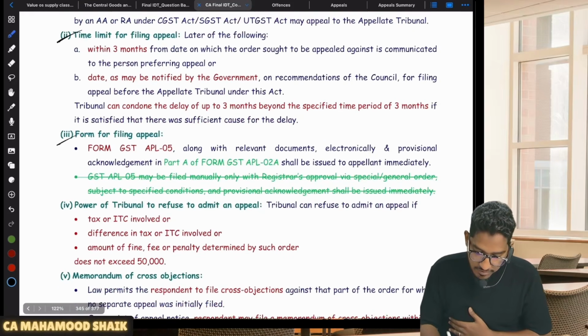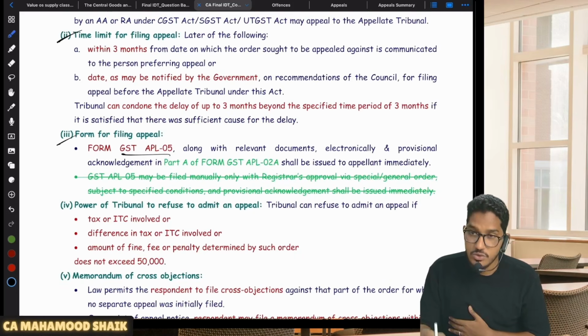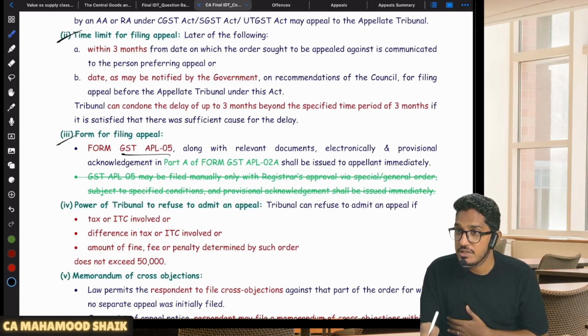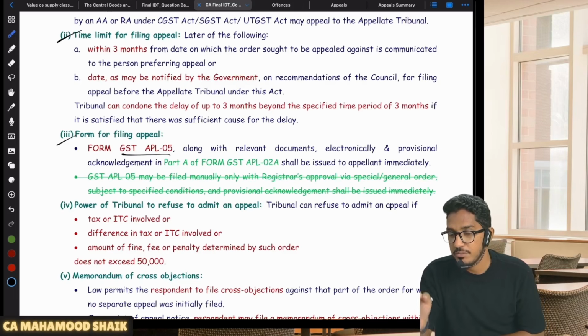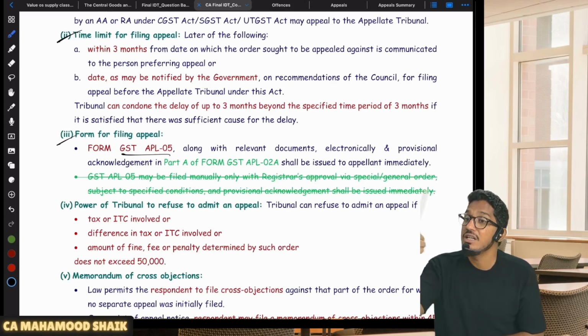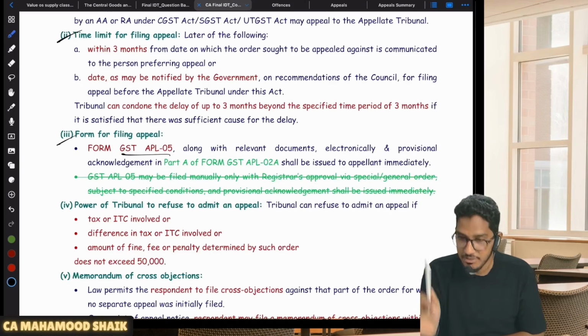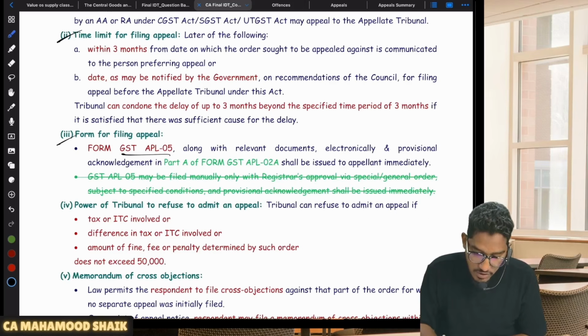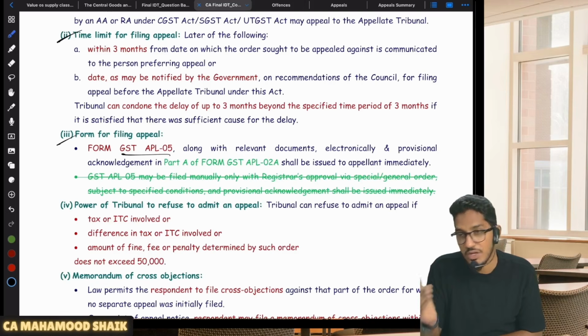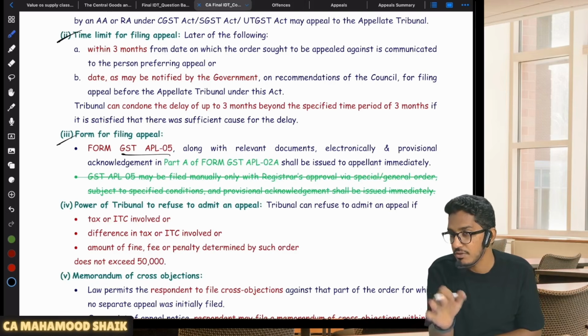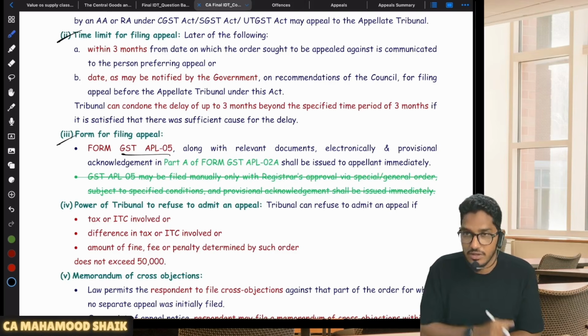Next. And what is the form for filing in case of the aggrieved person? GST APL 05. Previously they used to allow manual filing of GST APL 05 also. Now they have withdrawn it. So if a person has to file an appeal with the appellate tribunal, like in case of GST APL 01 we still have manual filing, but if you want to make an appeal with the appellate tribunal, only electronic filing, manual filing is not there. Below that, you will be able to find the text. They used to allow manual filing, but now manual filing is not there.